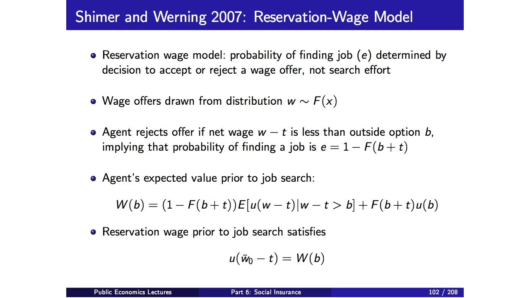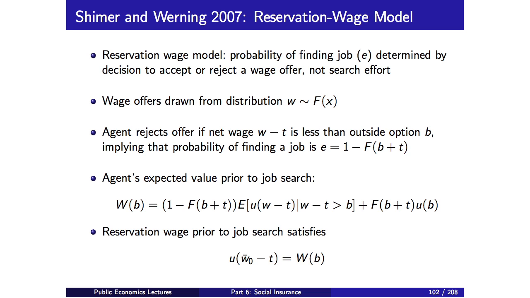So I'm going to take a case now to make the simple, totally static model. They actually do this in a dynamic model, similar to what I was talking about before, but it's easy to see the idea in a static model. So the way this works is you draw a wage offer, and either you reject it or you accept it, and that's the end of the model.